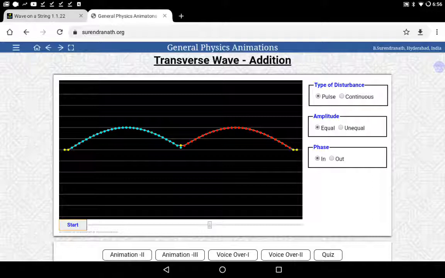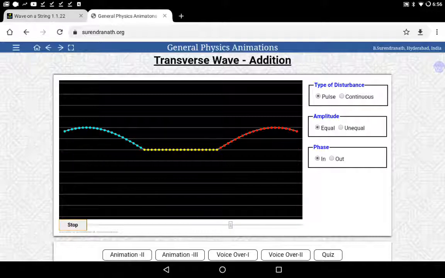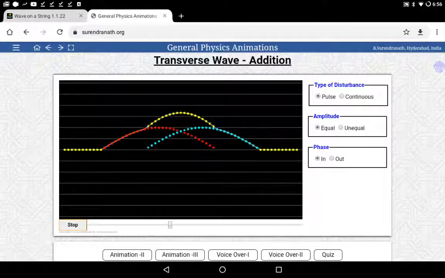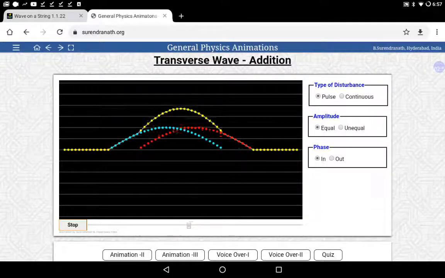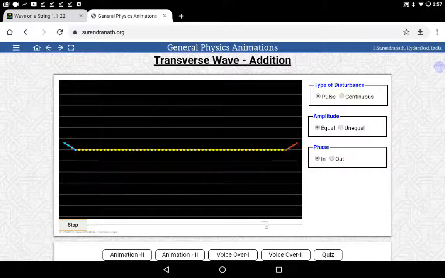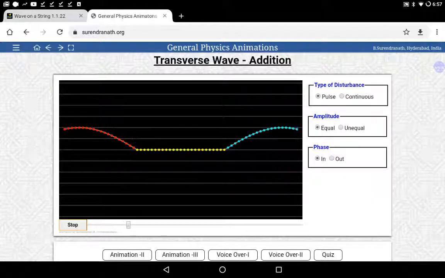I'll just play it a few times so you can watch the waves pass through and interfere with each other. You can pause the video at any point to stop it where you want to see it as well.